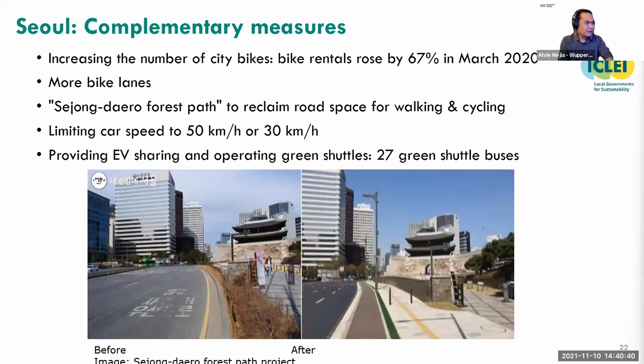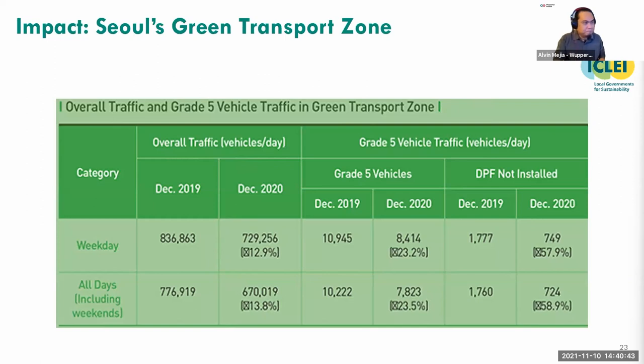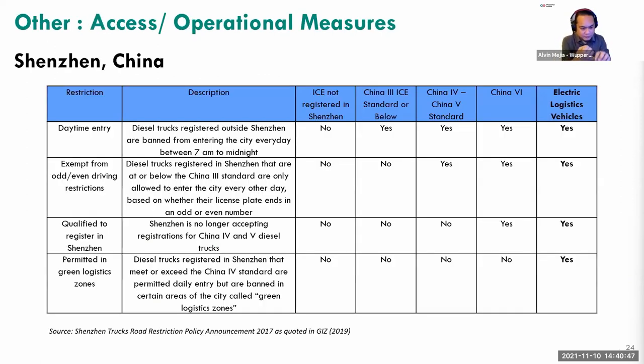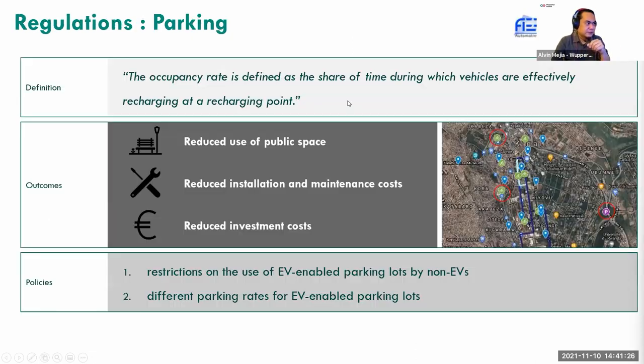I'll skip some of the slides because I think I just have 15 or 16 minutes left. But anyway, we've seen the vehicles, the usage, access regulations, and again, a combination of different operational measures. This is the experience, or what they're trying to do in Shenzhen, China, just to give you an idea of the preferential measures that are gearing towards electric vehicles. This is more on the logistics side of things, but in terms of providing access, in terms of daytime entry, exemption from odd-even schemes, registration in the city as well as in the different zones, as compared to the other types of vehicles.